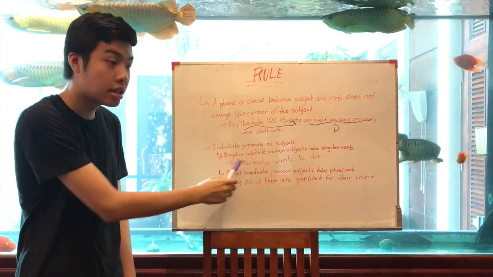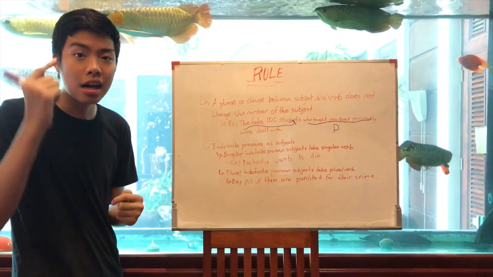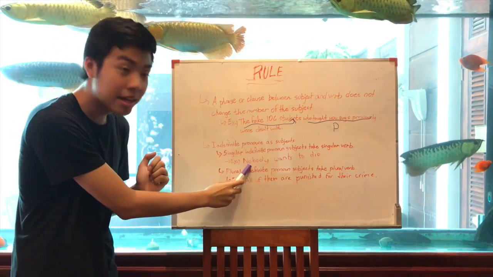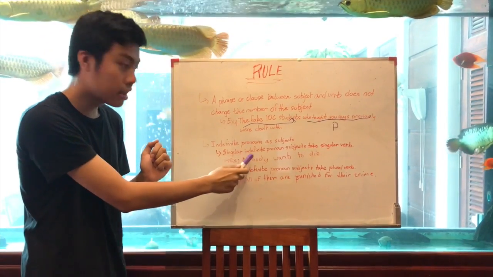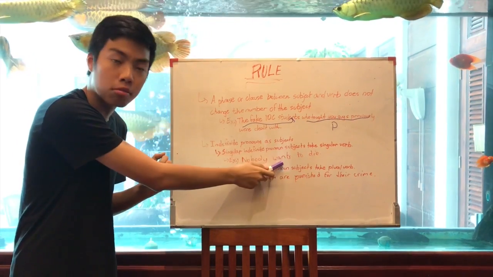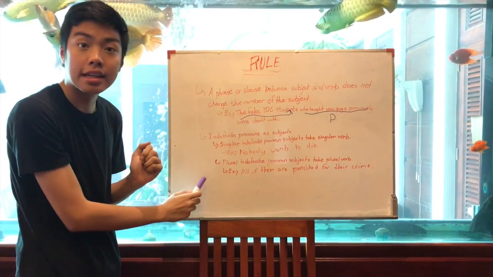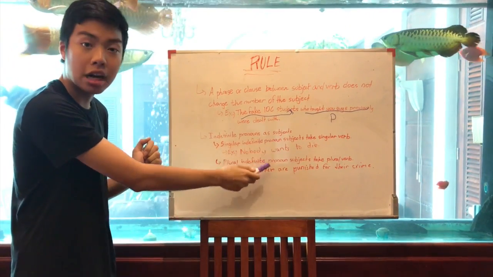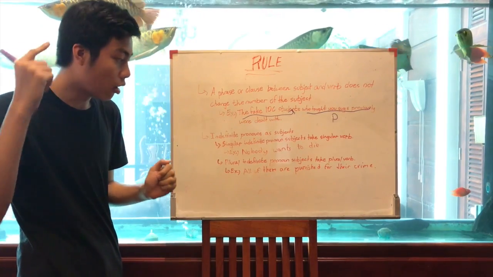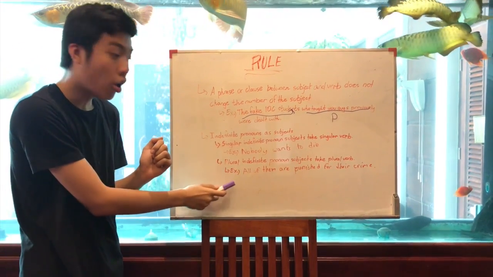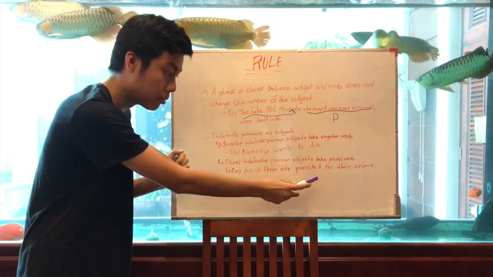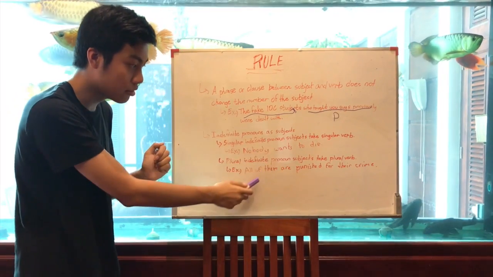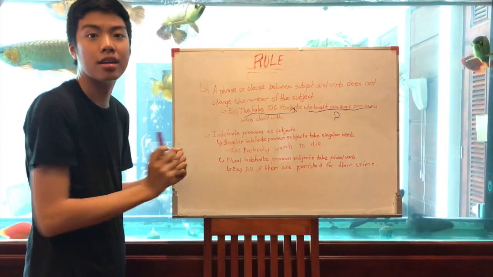Indefinite pronouns are subjects. Singular indefinite pronouns such as nobody, everybody, everyone take a singular verb. For example, nobody wants to die. Nobody is a singular pronoun, so it takes the singular form. And the second one is plural indefinite pronouns take a plural verb. Plural indefinite pronouns are both, several, and all. For example, all of them are punished for their crime. All is a plural indefinite pronoun, so this is are.